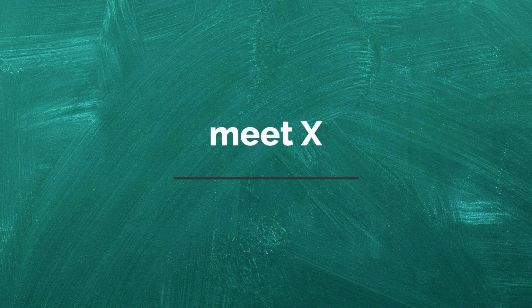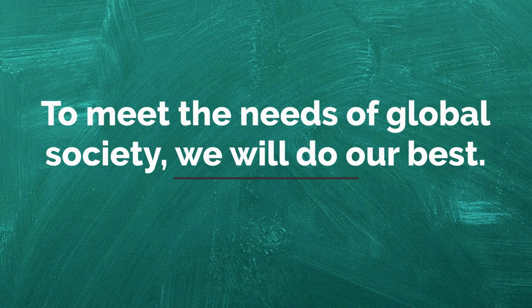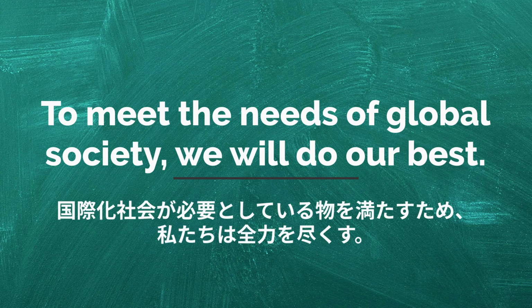Meet X. X の要求を満たす。 Meet X. To meet the needs of global society, we will do our best. 国際化社会が必要としているものを満たすため、私たちは全力を尽くす。 To meet the needs of global society, we will do our best.